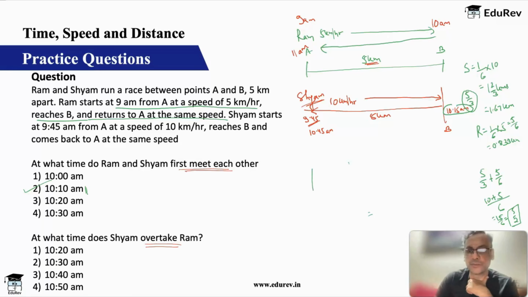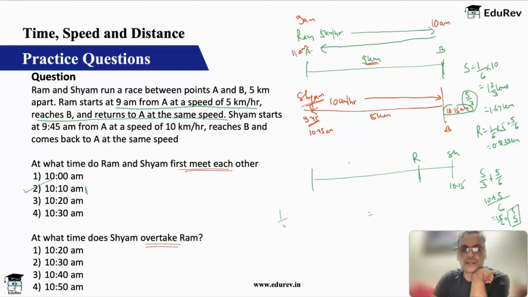What is the position for both of them? So Shyam is here at 10:15. And Ram has already reached here at 10 o'clock. So 15 minutes he has run. 15 minutes Ram. 15 minutes means 1/4 of an hour. At a speed of 5 kilometers per hour, he would have covered a distance of 5 by 4 kilometers or 1.25 kilometers.